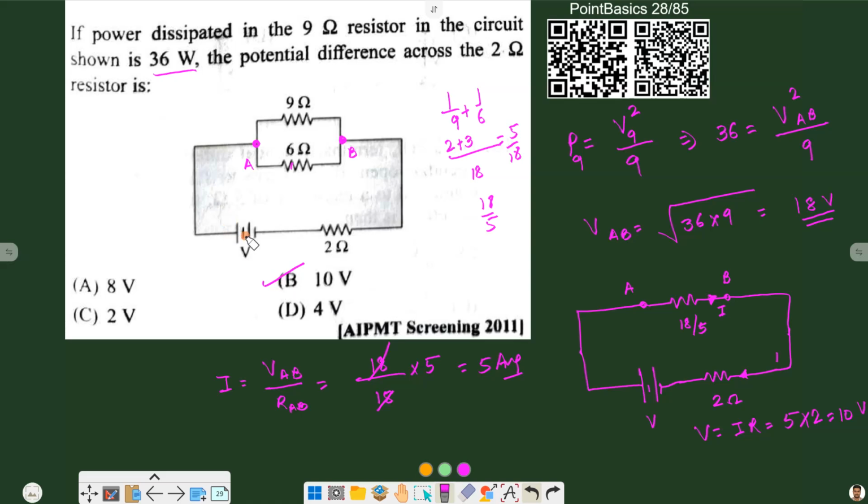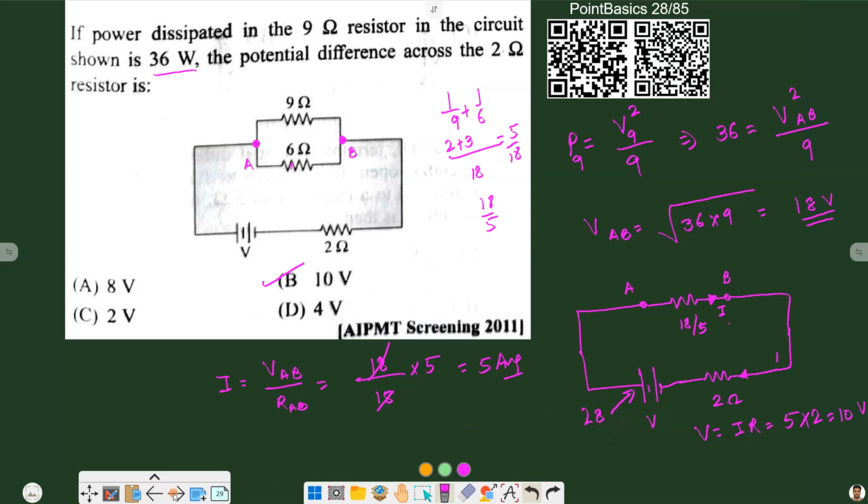And we can also find the value of this V. It will be VAB plus the potential across this 2 ohm, that will be 18 plus 10. Potential across AB is 18. 18 plus 10, 28 volts. So this source is of 28 volt potential.